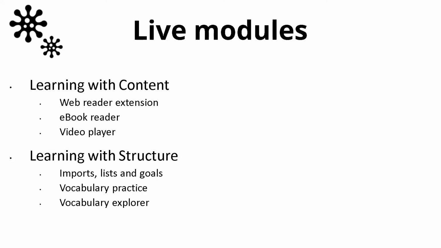Transcrobes already has content modules for the web, for ebooks, and for subtitled video, including any movies or TV series the learner can obtain. On the structured learning side, the system allows importing various kinds of files, analyzing those files, and then creating lists. These lists can then be used to define learner goals, vocabulary lists for active learning in the vocabulary revision tool, and more.